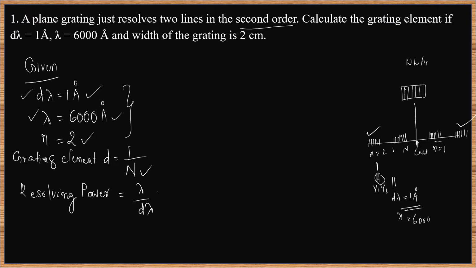Okay, so lambda is given here, 6000, and d lambda is there. So there is a connection, there is an equation to find the resolving power. What was the equation? Yeah, it was nN0. What is N0 here? Yeah, N0 is the total number of lines that we have explained in the theory class. N0 is the total number of lines in the grating.